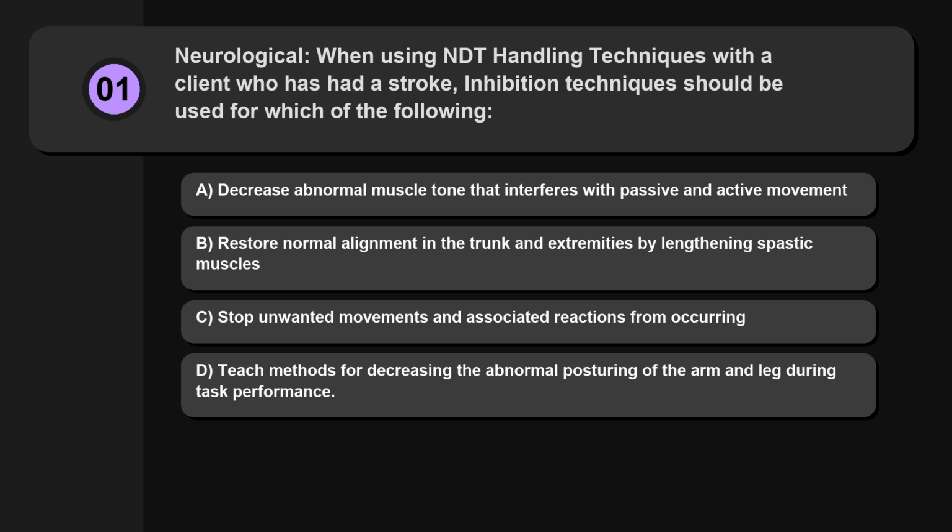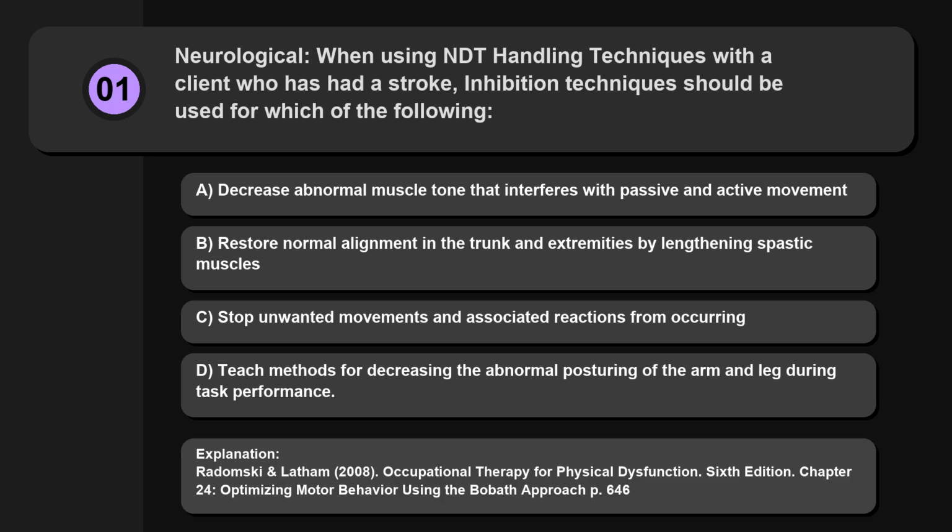Option A. Decrease abnormal muscle tone that interferes with passive and active movement. Option B. Restore normal alignment in the trunk and extremities by lengthening spastic muscles. Option C. Stop unwanted movements and associated reactions from occurring. Option D. Teach methods for decreasing the abnormal posturing of the arm and leg during task performance. The correct answer is option Nan.